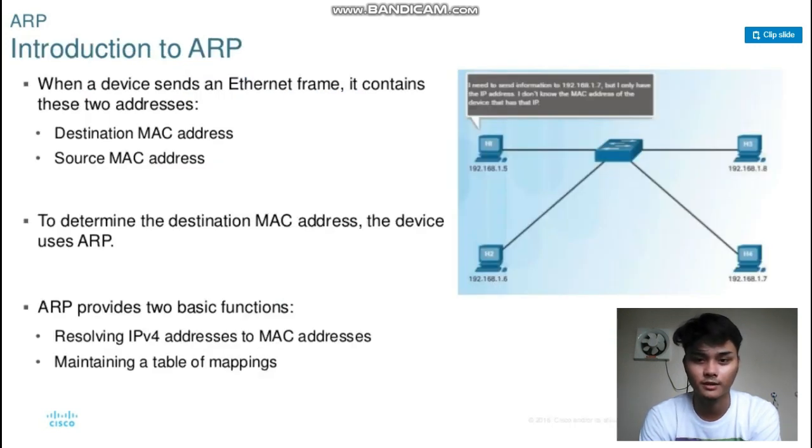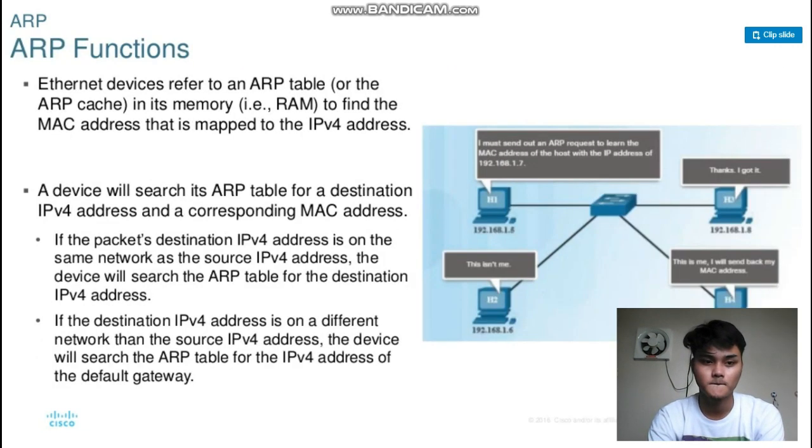Introduction to ARP. When a device sends an Ethernet frame, it contains two addresses: the destination MAC address and the source MAC address. To determine the destination MAC address, the device uses ARP. ARP provides two basic functions: resolving IPv4 addresses to MAC addresses and maintaining a table of mappings. The function here is to define the MAC address that is mapped to an IPv4 address.